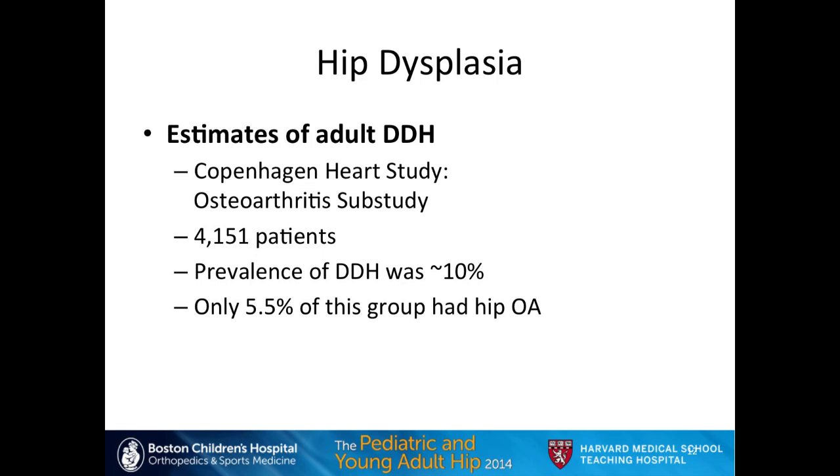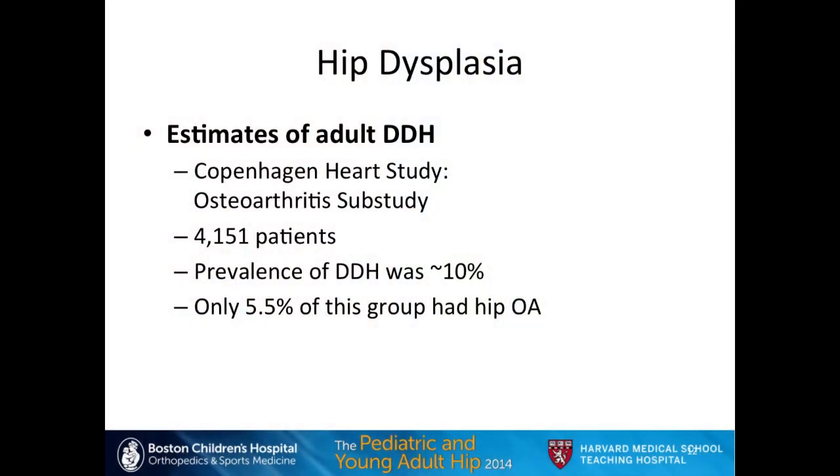Estimates of adult hip dysplasia have been calculated in some studies. This one is a fairly large one. This is a common epidemiological theme where you take a study that has nothing to do with your area of interest, but happens to have a patient population that can capture some of what you're interested in. In this study, the Copenhagen Heart Study, much like the Framingham Heart Study here locally, a group of researchers decided to apply for a grant, and they said, we want to look at your hip x-rays because you happen to be getting them for something else.